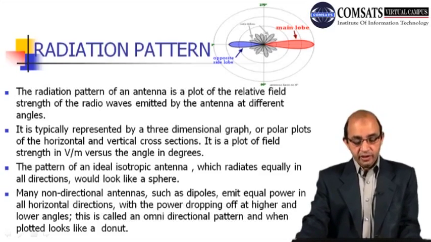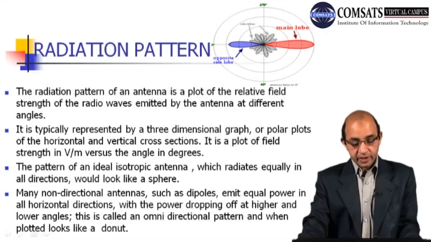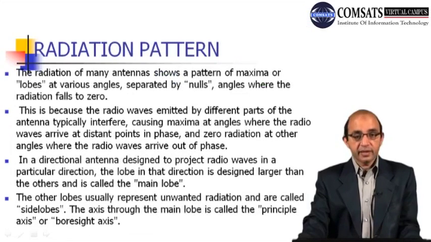Many non-directional antennas such as dipoles emit equal power in all horizontal directions, with the power dropping off at higher and lower angles. So this is normally an omnidirectional pattern, and we have seen that plot, it looks like a donut. So we have different loops.